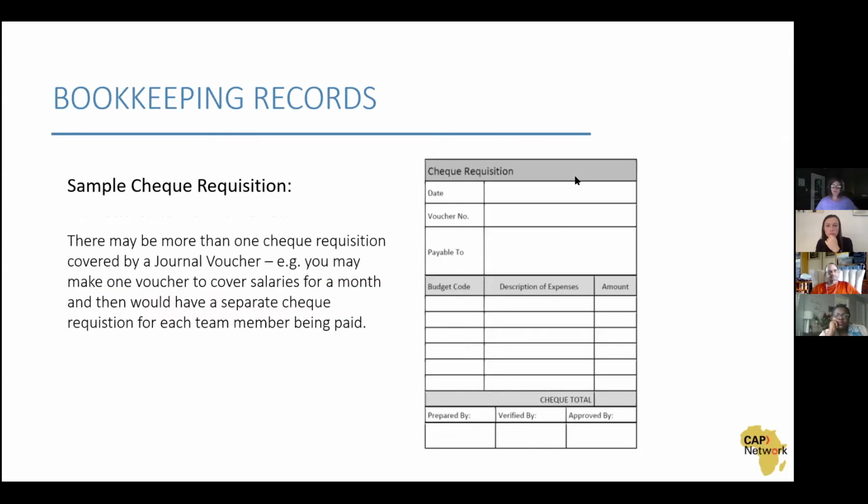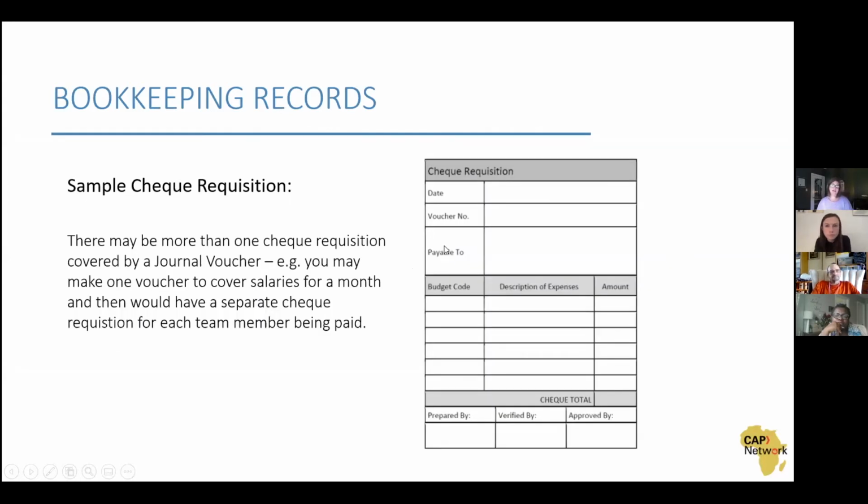Okay. So this is a sample of a check requisition. You'll notice that there is a place to write the voucher number, so that in case documents get separated, you know that they go together, right? The voucher and the check or payment requisition. Again, it has the budget code and description of expenses, and then it has prepared by, verified by, and approved by. Same as before. This is the section that is the most important here, because this is saying who that payment is being made to.